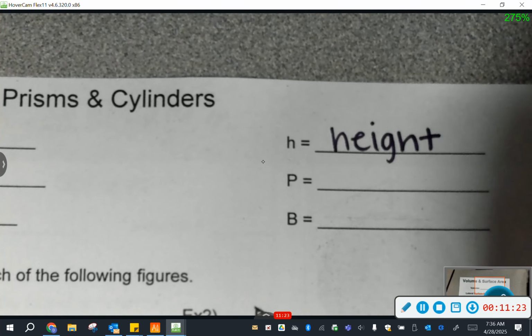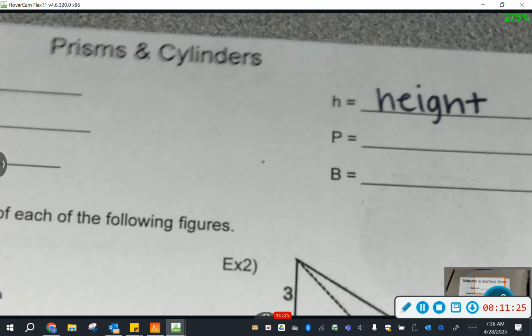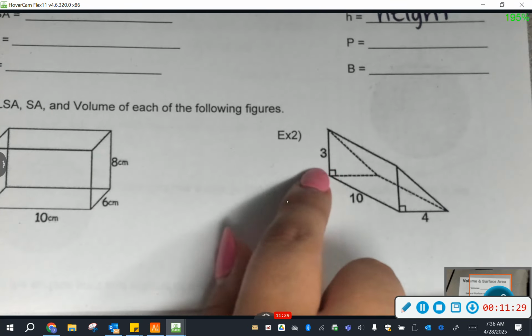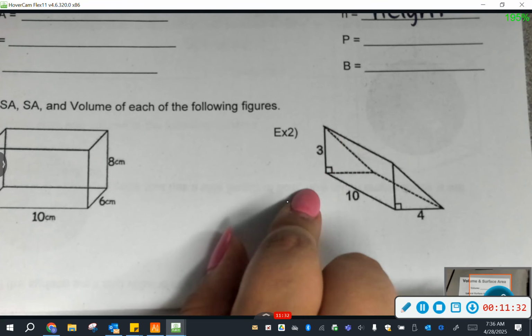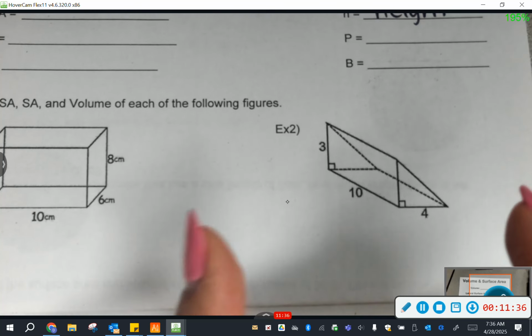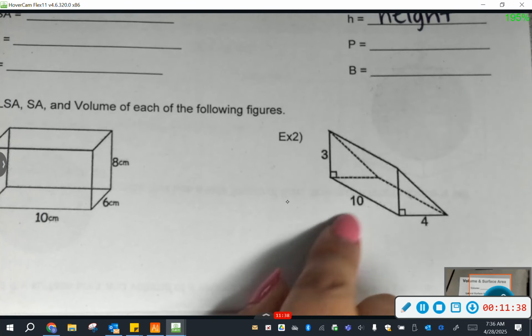And I want you to know, because it does get complicated, the height doesn't necessarily... Do you agree this is 3, how tall it is, 3? Yeah, but that's actually not the height. The height is how far away the bases are from each other. So it actually would be 10.